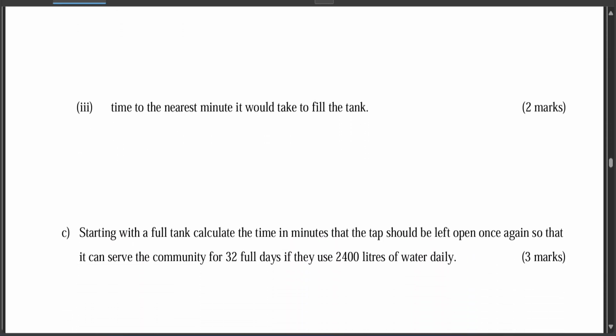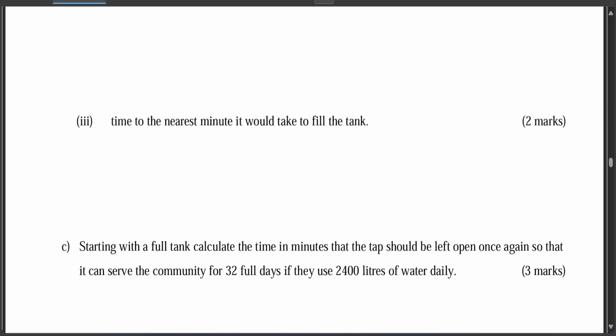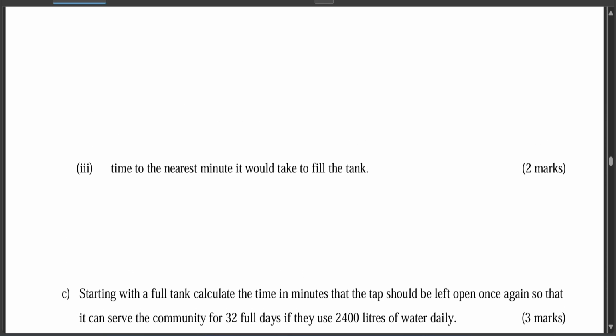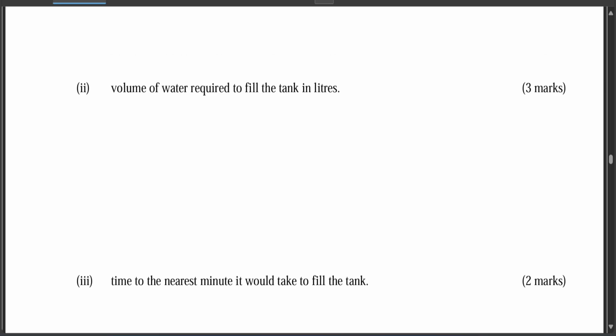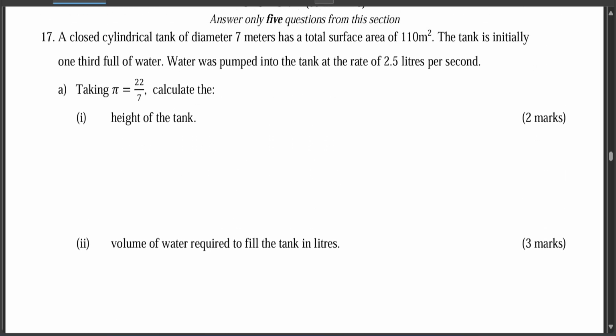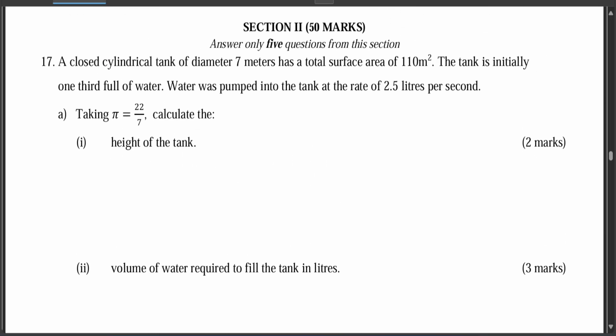Question C, starting with a full tank, calculate the time in minutes that the tap should be left open once again so that it can serve the community for 32 full days if they use 2,400 liters of water daily. A very easy question which we can solve together. So just like you know, this is a cylinder, a cylindrical tank, that is.